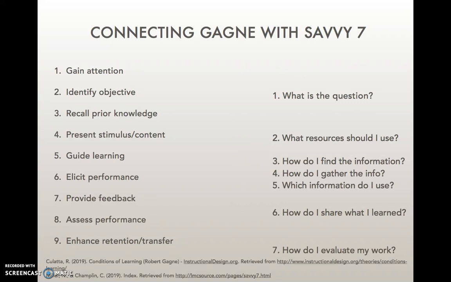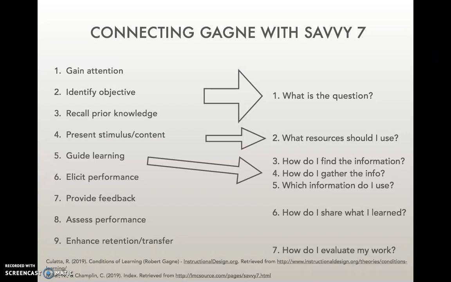Gagne's first 3 instructional events align to the first question in the Savvy 7, which is, what is the question? In answering this first question, students have received or created a learning objective, and they begin to activate their background knowledge. Gagne's 4th event, which is present stimulus or present content, connects with question 2 of Savvy 7, which is, what resources should I use? This is when the librarian would be introducing to students the resources they can use to do their research and create their knowledge products.